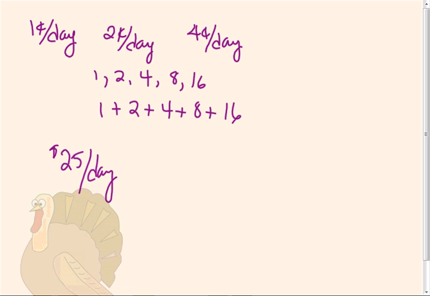On the second day, you get another partridge in a pear tree, plus the two turtle doves. The third day, you're going to get 2 more turtle doves, another partridge, and 3 French hens. So how many presents do you get in all? That's a series when you add them up.